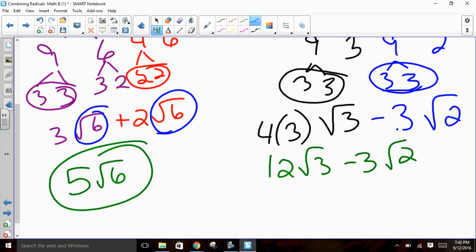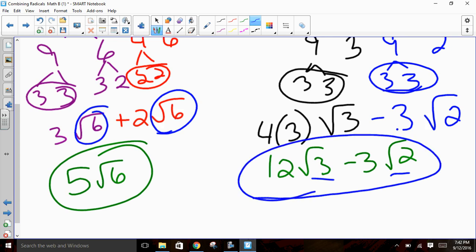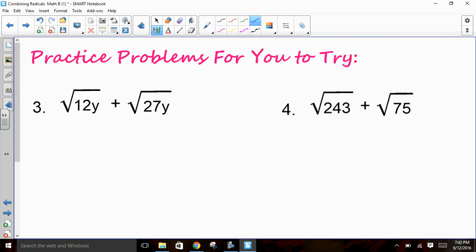I ask myself, do I have the same square roots here? Nope. They are not the same. I cannot combine them. So my answer is 12 root 3 minus 3 root 2. Let's try some more.